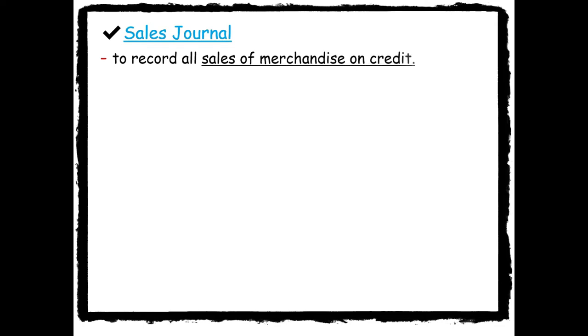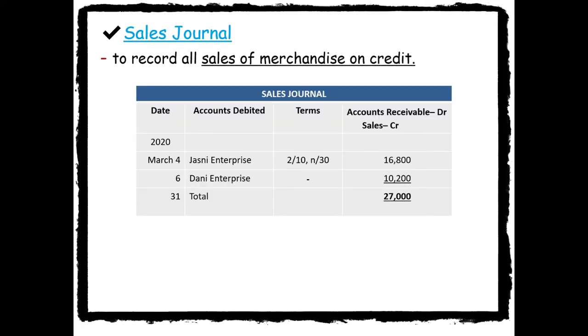We use sales journal to record all sales of merchandise on credit. This is the format of sales journal. We record date of transaction in the first column. Then, we would write the name of debtors in the second column, which is account debited column. For the third column, we record the given credit terms to our debtors.